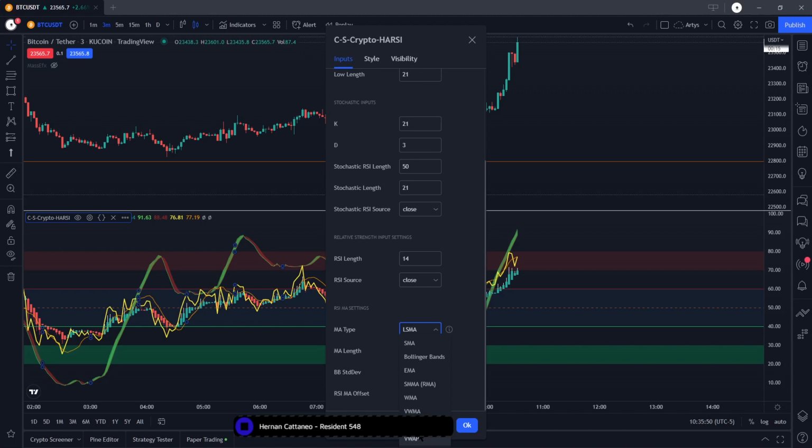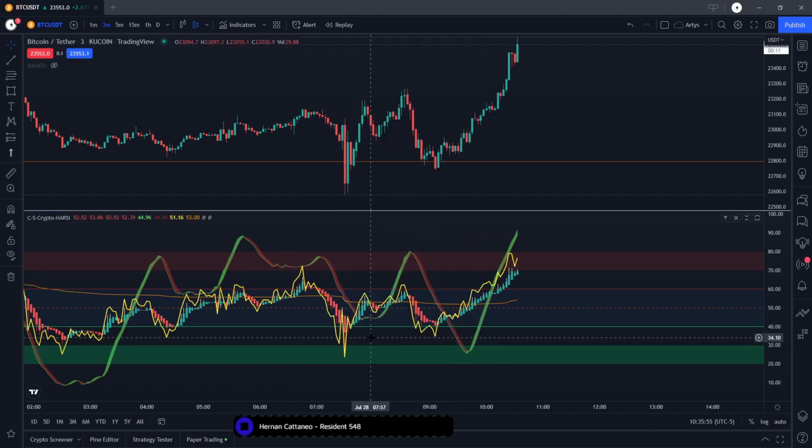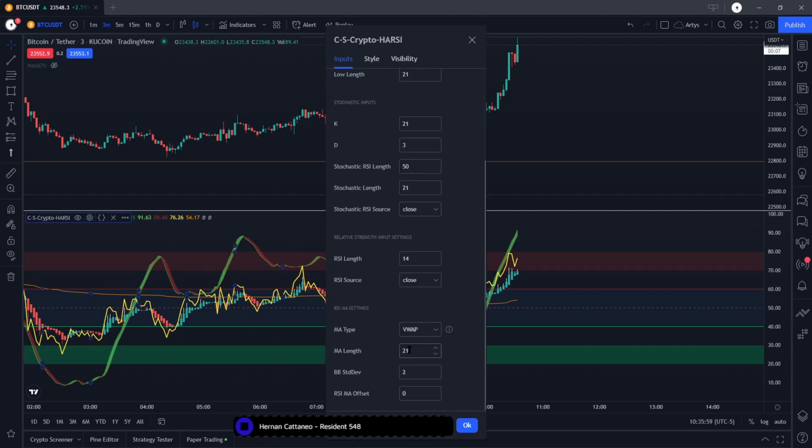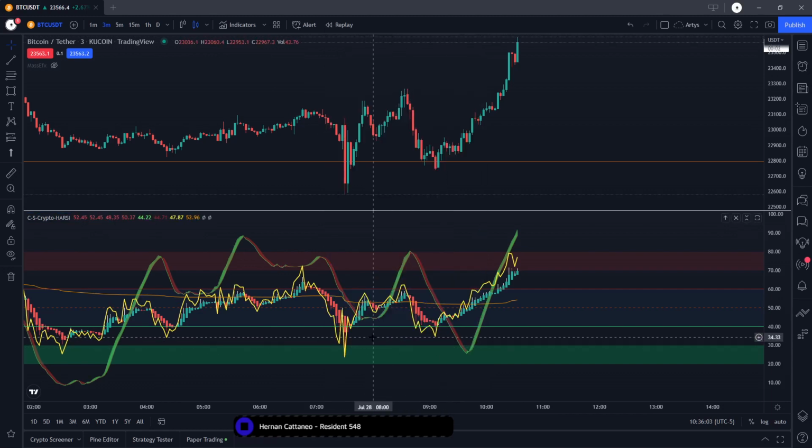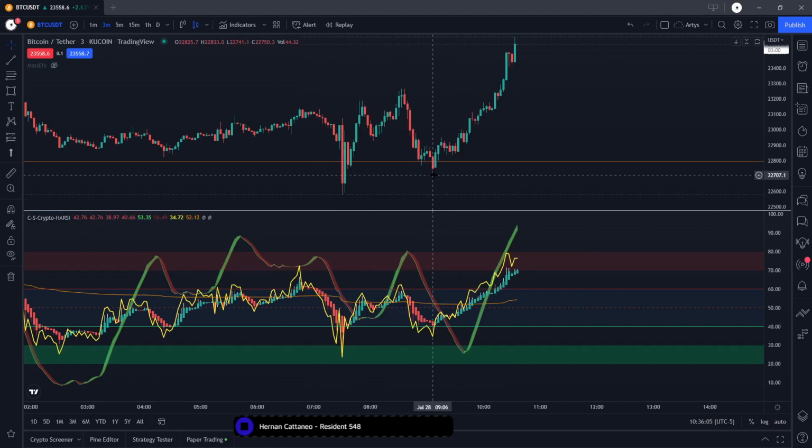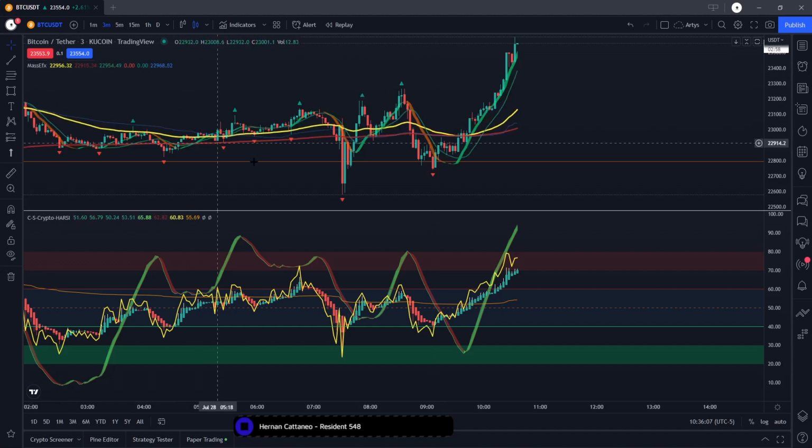Now, you're going to see that I did add in a VWAP indicator. I added in a VWAP moving average. I set it to the 21 length. That's just for me. Now, the reason I do this is because if you're looking to get in after a pivot and you want to get in at a good price, what you would do is wait for price to break that VWAP level. And that's your confirmation that price is moving to the upside.